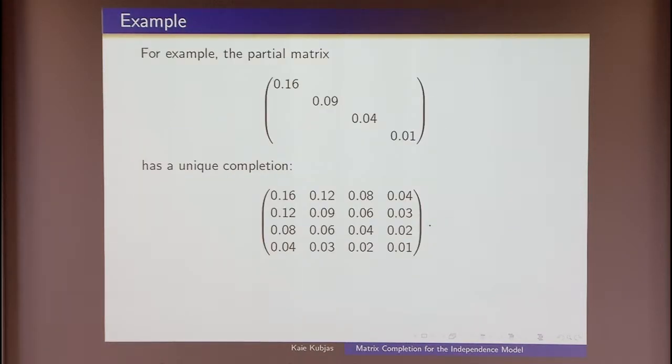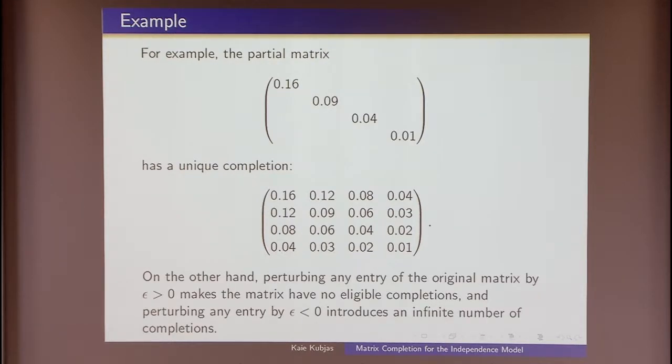For example, consider the partial matrix with 4 diagonal entries, and this has a unique completion that has rank 1, the entries are non-negative and sum to 1. And actually, if I would perturb the diagonal entries by a positive epsilon, then the partial matrix wouldn't have a completion anymore. And if I would perturb the entries by negative epsilon, then the matrix would have infinitely many desired completions.